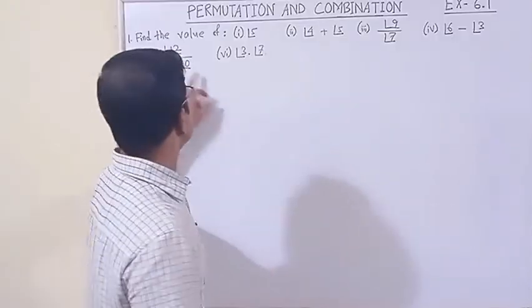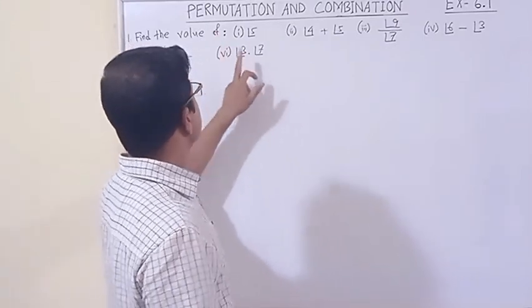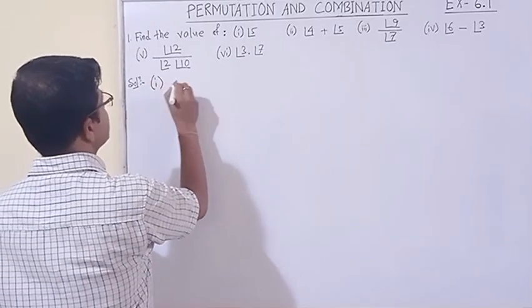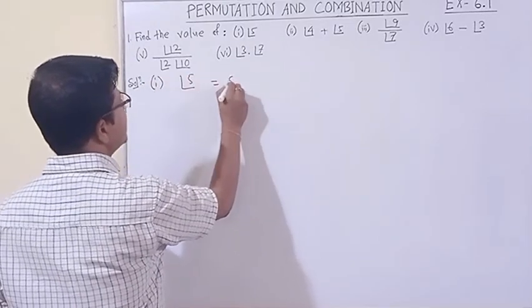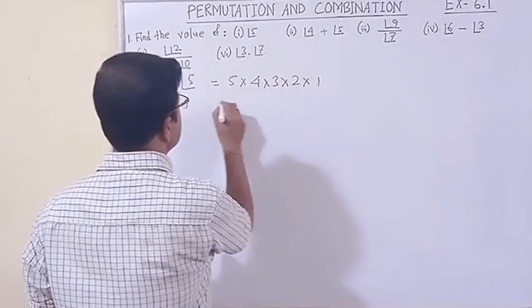Now dear students, let us start question number 1. Let us read the question. Find the value of, we have got 6 parts here. Let us take the first one. What is the solution of the first one? Factorial 5. Factorial 5 means 5 into 4 into 3 into 2 into 1. What is the value of it?